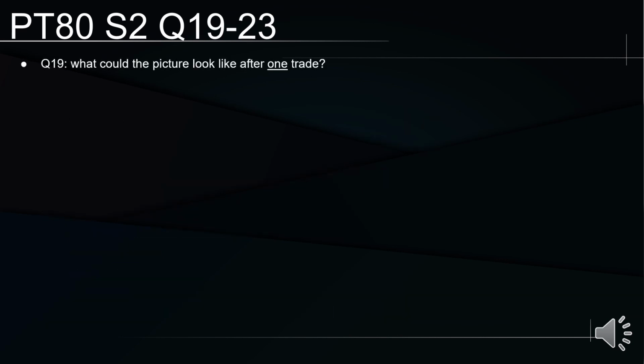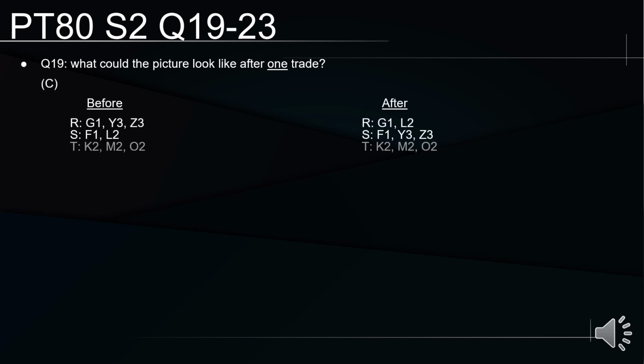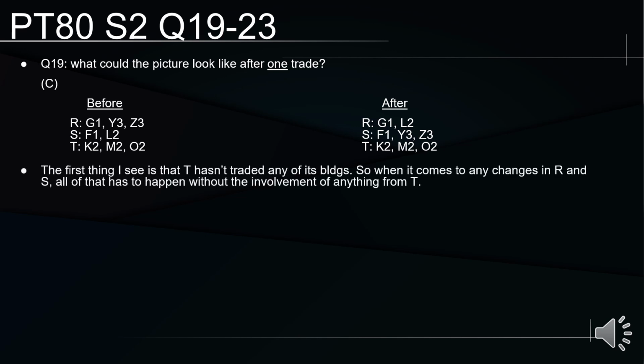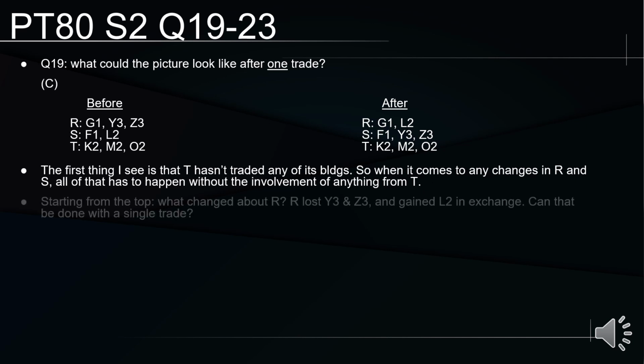Moving on to answer choice C. So again, we have our handy before and after pictures here. So the before, as always, is the same. It comes from the intro paragraph. The after, suggested by C, is R has G and L, S has F, Y, and Z, and T is walking away with K, M, and O. So very much like A, the first thing that I noticed is that T hasn't made any trades. So again, when it comes to any changes in R and S, all of that has to happen without the involvement of anything from T.